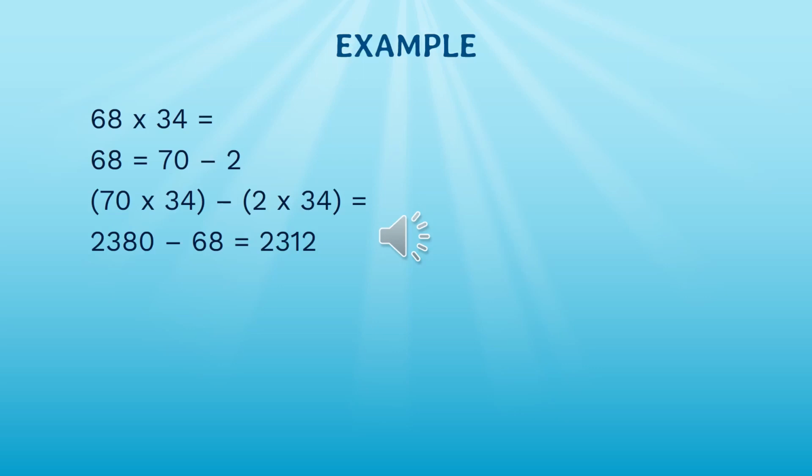Minus 2 times 34 is simply 68, and doing the subtraction, 2,380 minus 68 is equal to 2,312. So in this case, using this subtraction technique is a bit handier than using the addition technique.